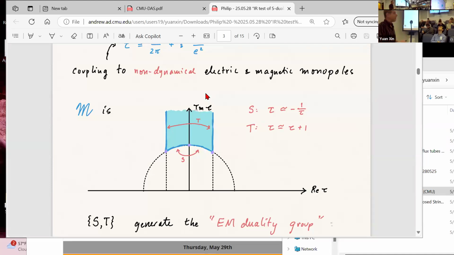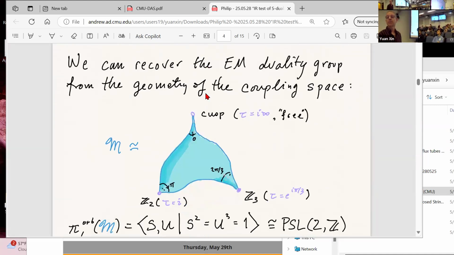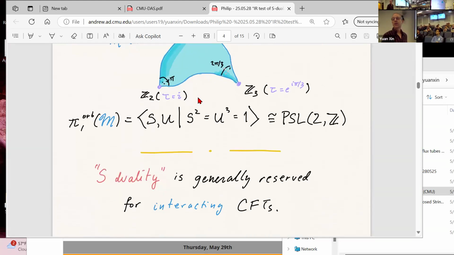So in terms of geometry, we could say that electric-magnetic duality is the statement that this space M is topologically a sphere with these 3 marked points with these certain properties. And in fact, if I give you such a space, I can recover the duality group from this geometry. In this case, it's the statement that the fundamental group of this space in the orbifold sense is, as an abstract group, this group. This is just to get you used to this idea of thinking about S-dualities in these geometric terms. But the term S-duality is generally reserved for interacting conformal field theories, not discrete things. Okay.